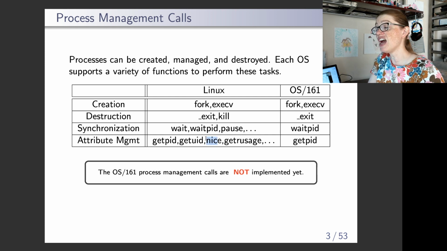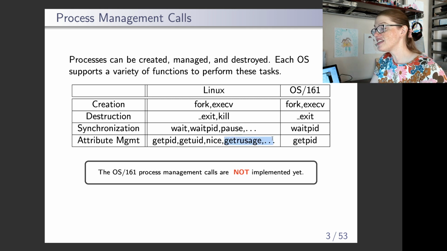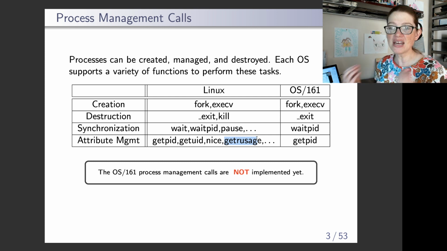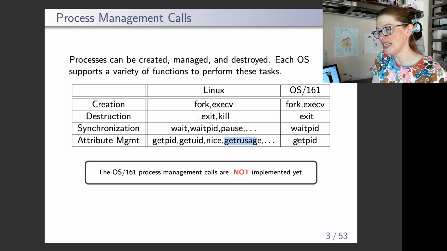I talked about nice as being able to set a process's priority, to set how much of the CPU it gets on average, get usage. There's many, many different attribute management calls for processes in Linux. And in OS 161, the only thing we have is getpid.